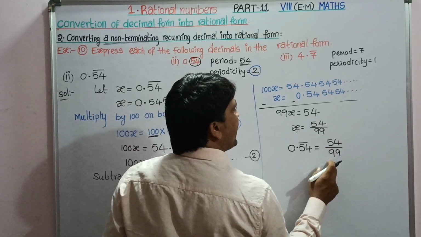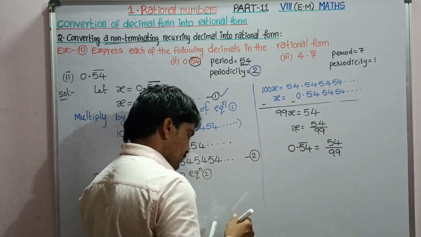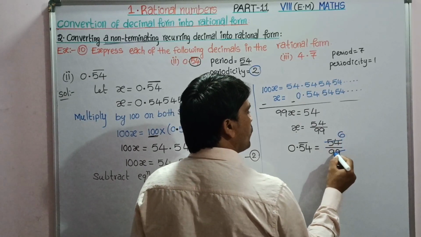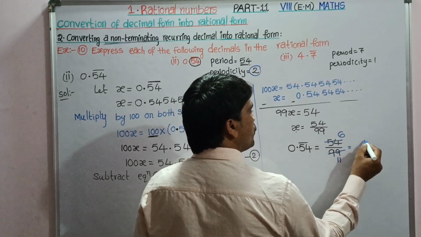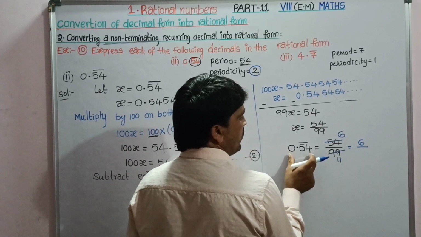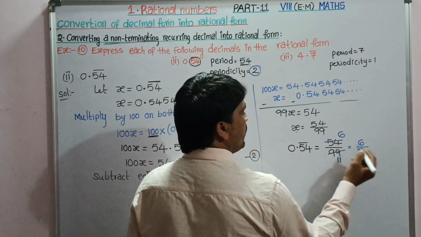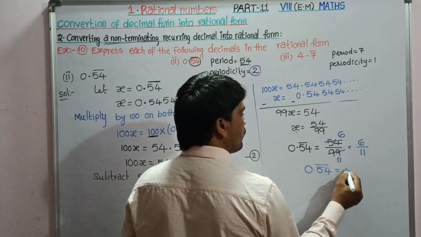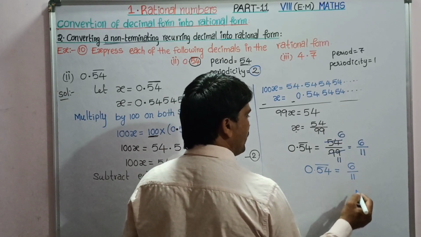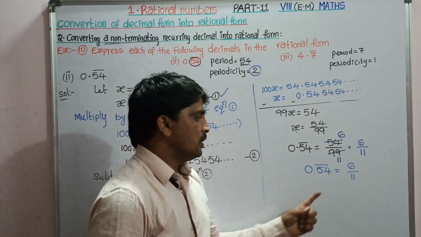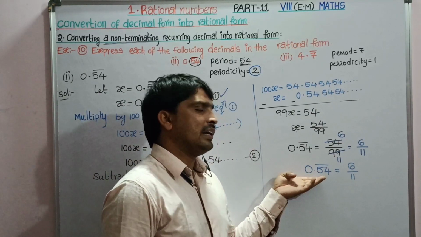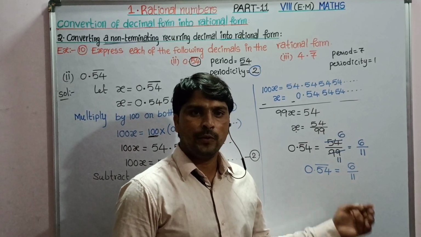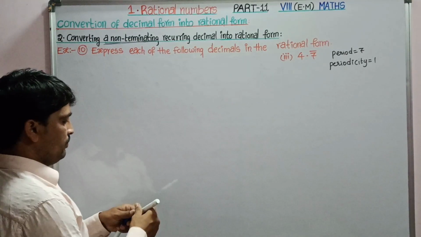But 54 by 99 is not in its simplest form. We can cancel by the 9 table. 9 sixes are 54, 9 elevens are 99. So the simplest rational form of this decimal number is 6 by 11. That is 0.54 bar is equal to 6 by 11. So the p by q form of the non-terminating recurring decimal 0.54 bar is 6 by 11. Okay, the solution of the third one.